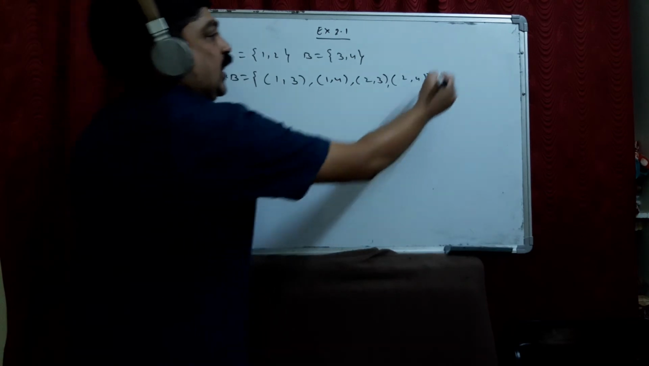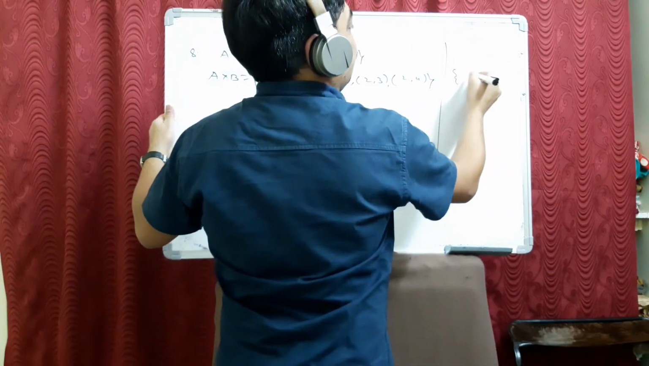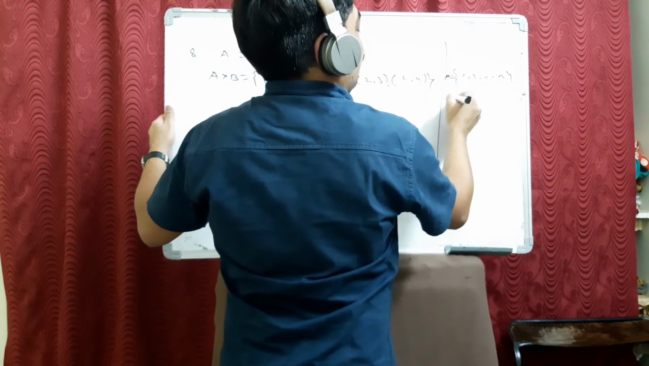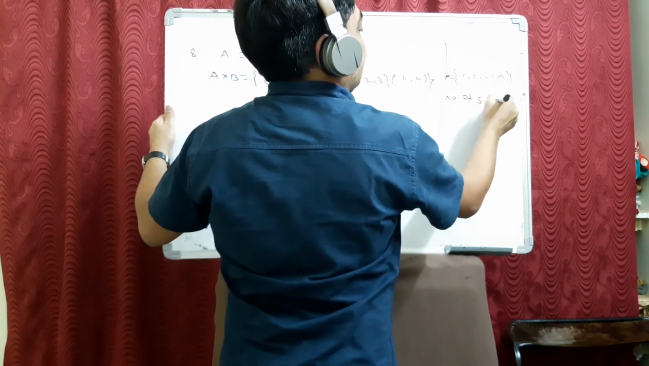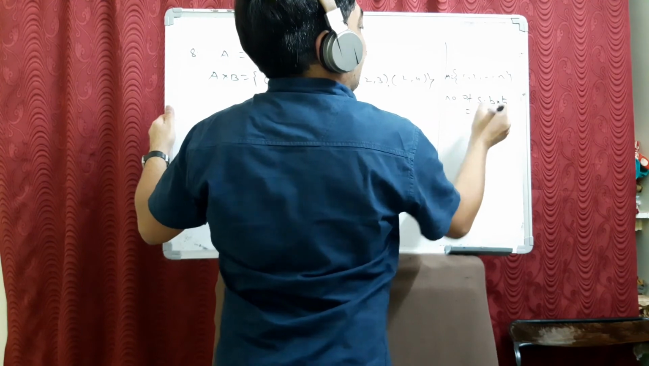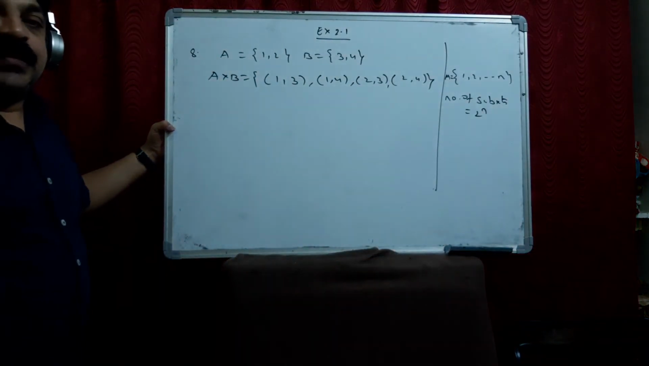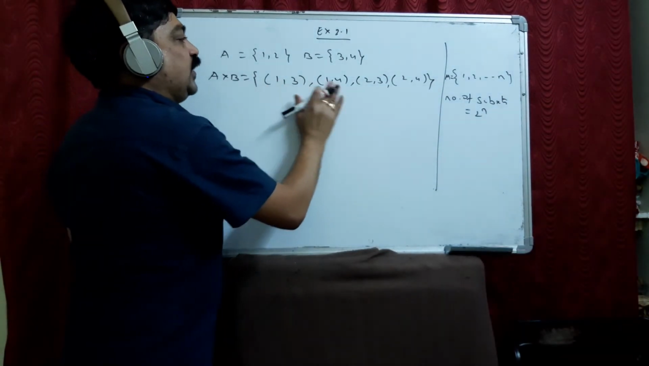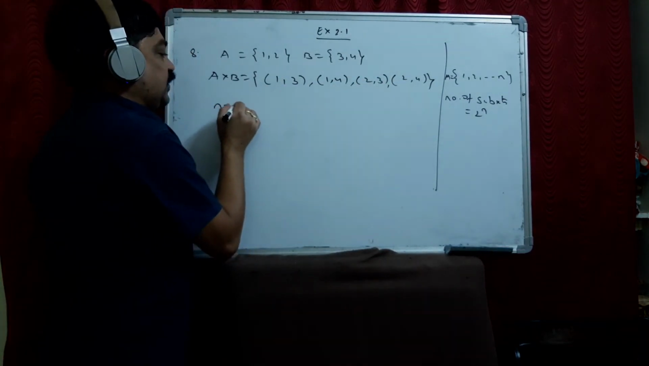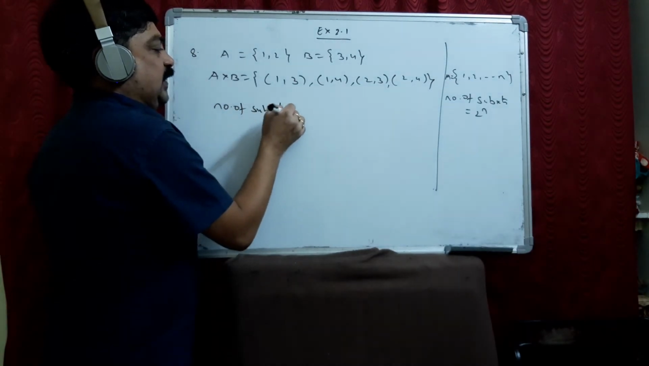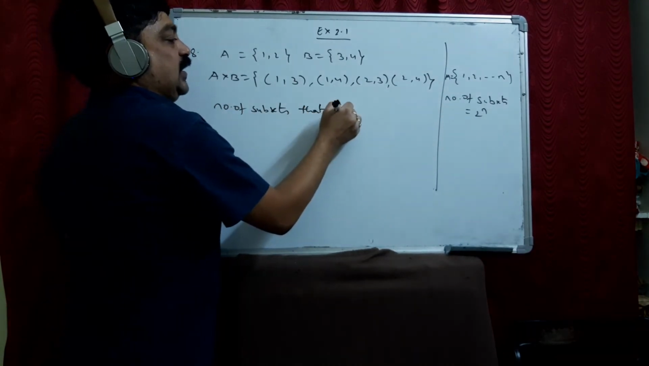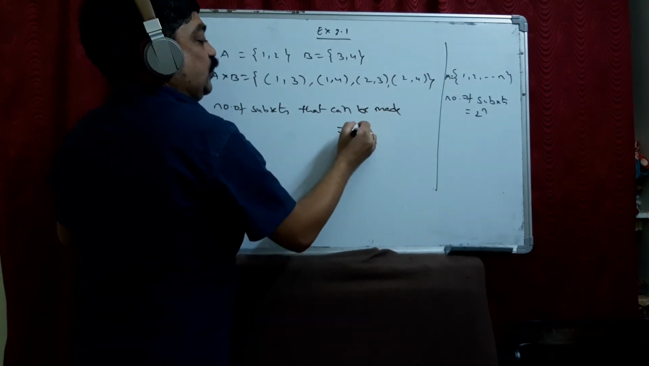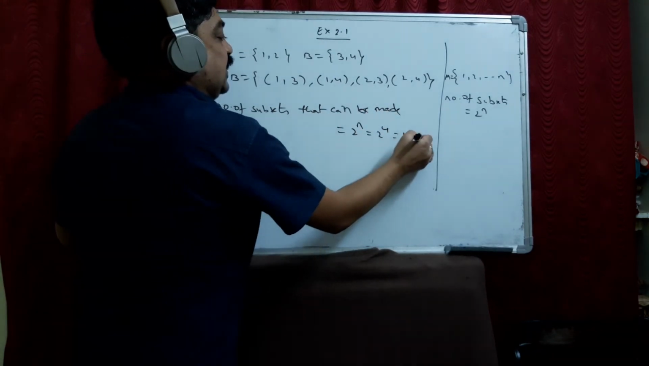Suppose I write here. If a set contains some n elements, 1, 2, 3, and so on, n elements, the number of subsets will be 2 power n. This we have done in the set chapter. So here how many elements we have? 1, 2, 3, 4. So the number of subsets that can be made is equal to 2 power n, that is 2 power 4, 16.